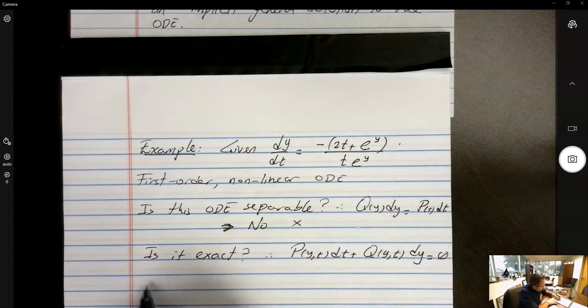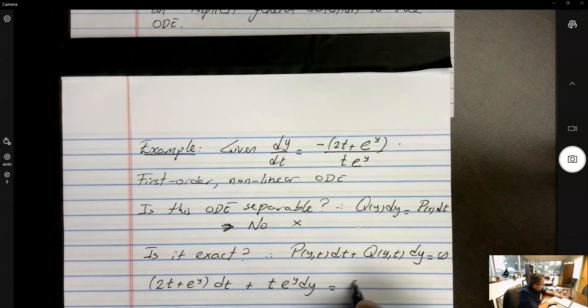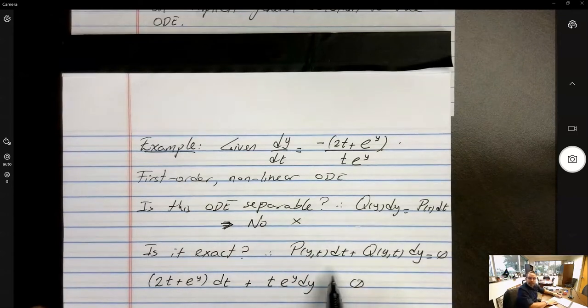And what we'll have is (2t + e^y) dt + t e^y dy = 0. So I've already written the equation this way. By the way, as I said, there's many ways of writing the same equation. I can multiply this whole thing by 2, for example, and it will not alter the equality. And it will be another p and another q.